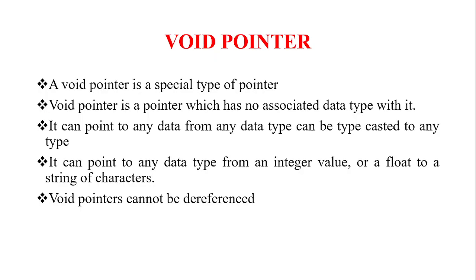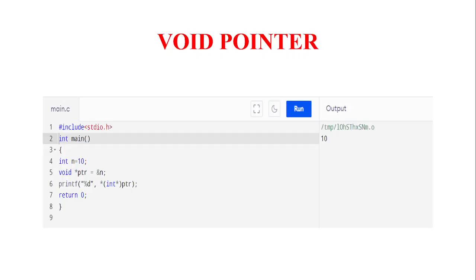Void pointer. A void pointer is a special type of pointer. A void pointer is a pointer which has no associated data type with it. It can point to any data of any data type and can be typecasted to any type, right? So void pointers cannot be dereferenced. So let us see the example for void pointer.